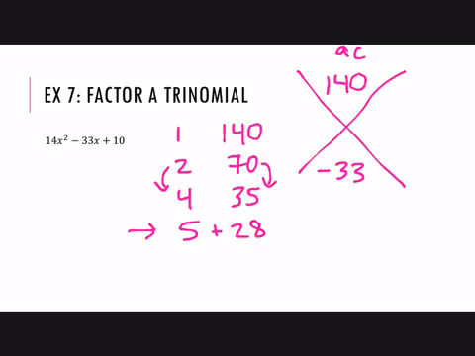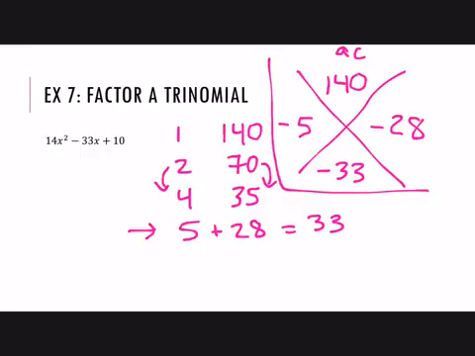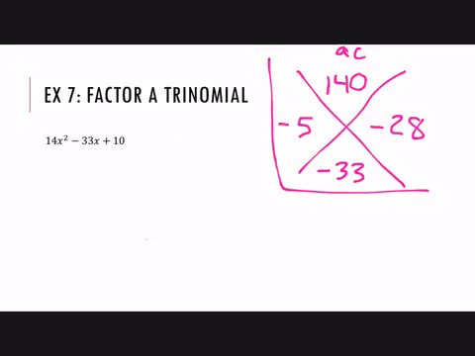Now notice 5 plus 28 is 33, and that's close, but it's the wrong sign. All right, so how am I going to get this to be a negative 33? Well, if both were negative, that would work. And then notice a negative times a negative does equal positive 140. Okay, so that will work. Okay, so we have our numbers. Move on to the next step.